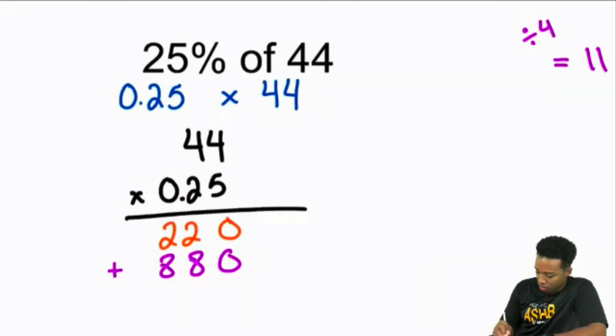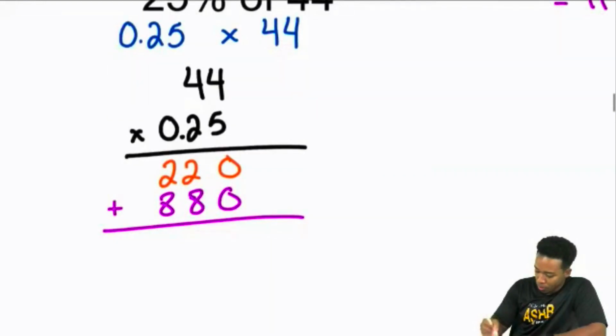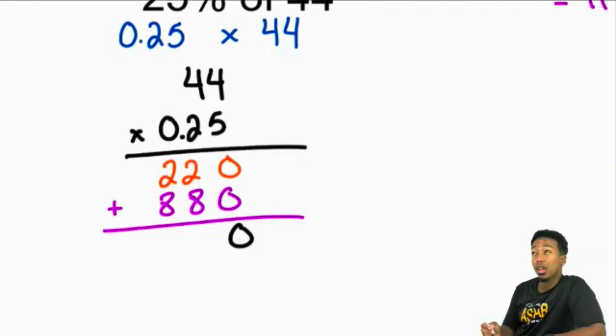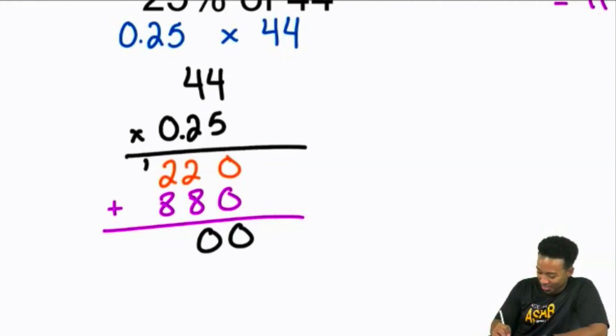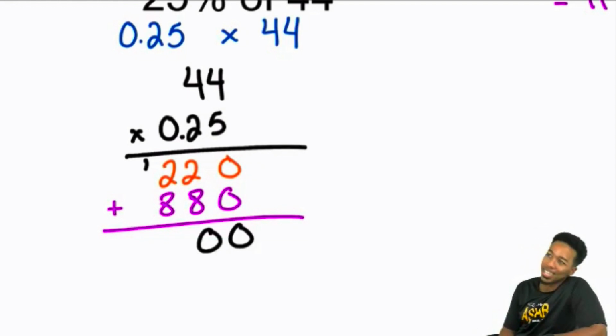All right, cool, great. Let's go and add these together. We're going to have now 0 plus 0, 0. Everybody, 2 plus 8. That's a little hard. 10, yeah. Carry the 1. Then 2 plus 8 is 10 again. Carry the 1. We have 11.